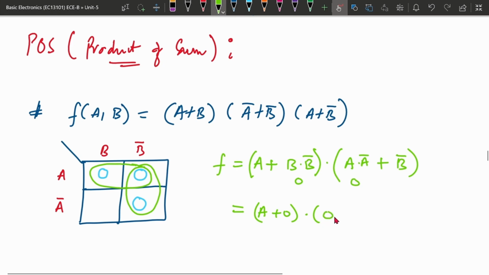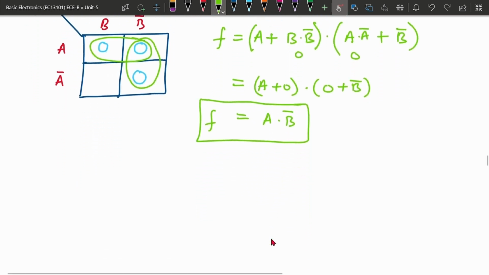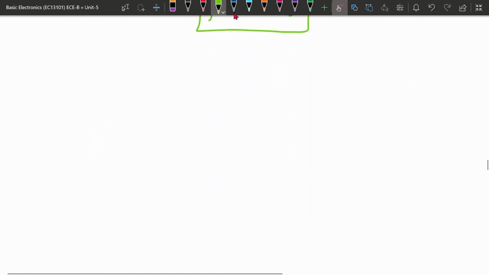So it is 0 plus b bar. So we can simplify it like a into b bar is there. That means the simplified function will be a into b bar. Okay, so I hope you have got the point. The next example we will see.